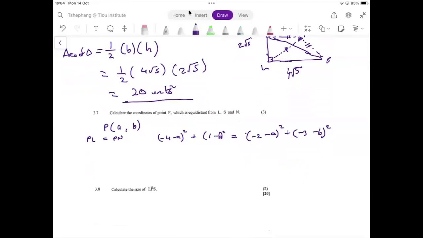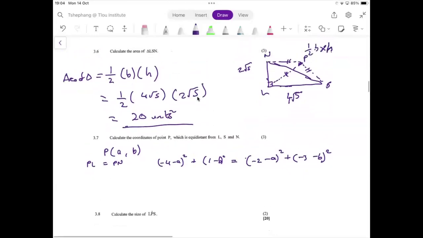Okay. Yes. Daniel just asked a question then. So the coordinates of P is where the three lines intersected. Yes, that's where they intersect, and they are all equal to each other, those lines. So LP is equal to NP, which is equal to PS.